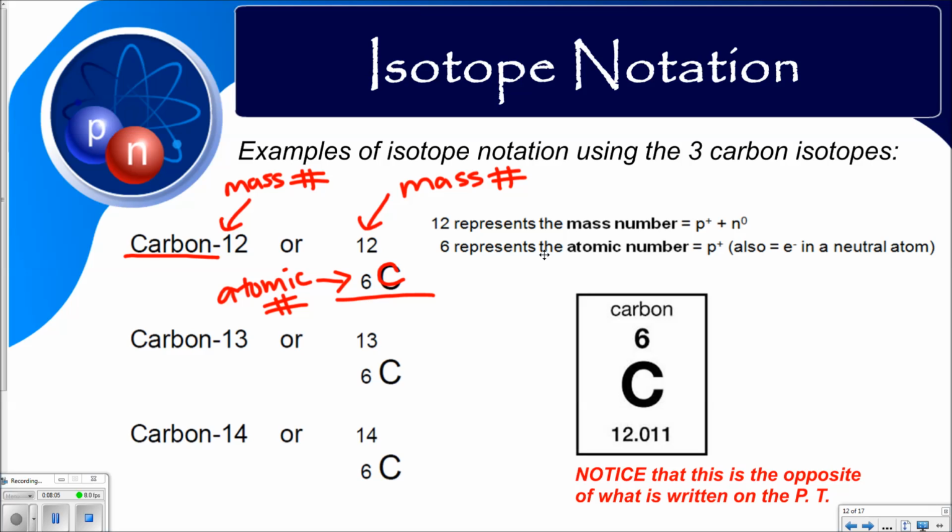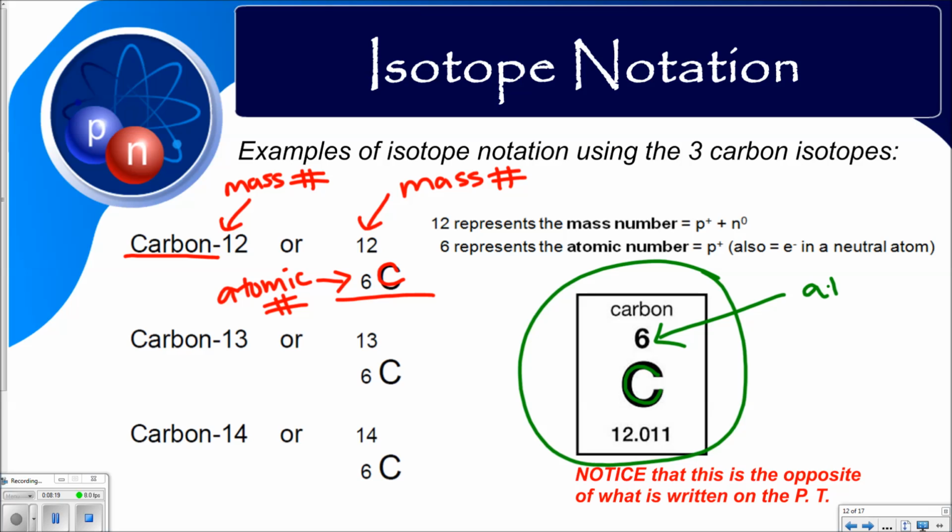Please do not confuse this with what you're seeing on the periodic table. So this is what you would see on the periodic table for carbon. You see the symbol C. On top, though, you're going to have the atomic number, which is 6. And on bottom, you have something called the average atomic mass. And we're going to talk about average atomic mass a little bit later and how to calculate. But average atomic mass is different than mass number. And I'll explain to you why in a moment. But please don't get these confused.